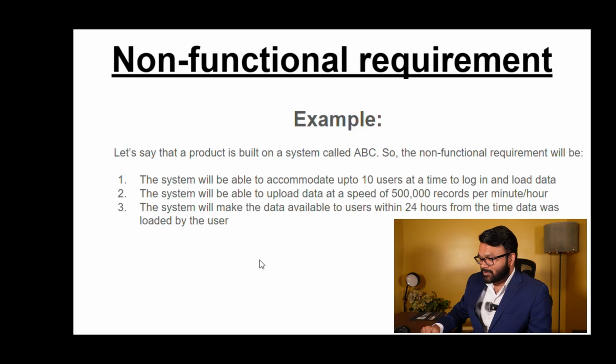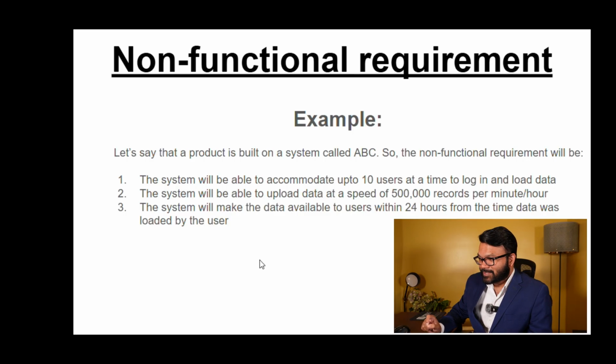Number 2, the system will be able to upload data at a speed of 500,000 records per hour. Let's say business wants to load 40 million records in 2 hours. But if the system loads only 500 records per hour, that means it's not going to be able to load 1 million records in 2 hours. But business wants to load 40 million records in 2 hours. So this is important to understand the non-functional requirements of a system so that you know what the speed and the performance of the system is, so that it can accommodate the business need.